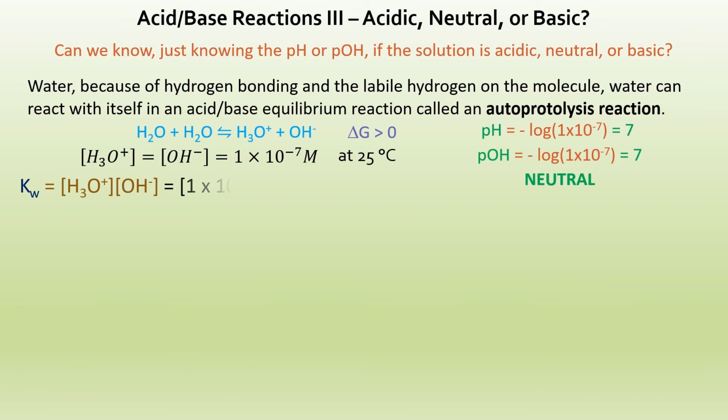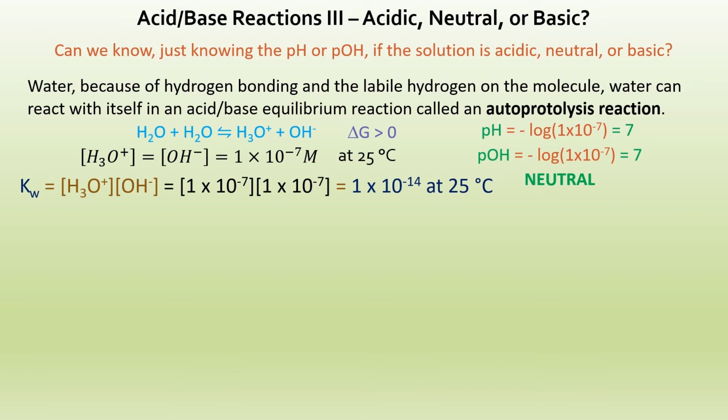We know that the concentration of both the hydronium and hydroxide ions are equal and are at 1 × 10 to the minus 7th molar at 25 degrees C. So the product of these two numbers gives us the equilibrium constant for the autoprotolysis of water at 25 degrees C as 1 × 10 to the minus 14th.